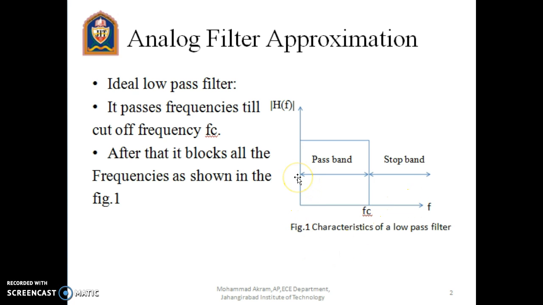It passes all the frequencies from 0 to Fc. Fc is the cutoff frequency. After that, it blocks all the higher order frequencies.